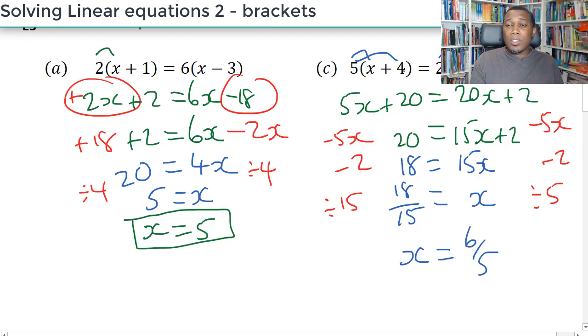1.2. If I have 1.2 and 4, that gives me 5.2. So I've got 5.2 times 5. 5 times 5 is 25. 0.2 times 5 is 1, so that's going to give me 26. Done that check.